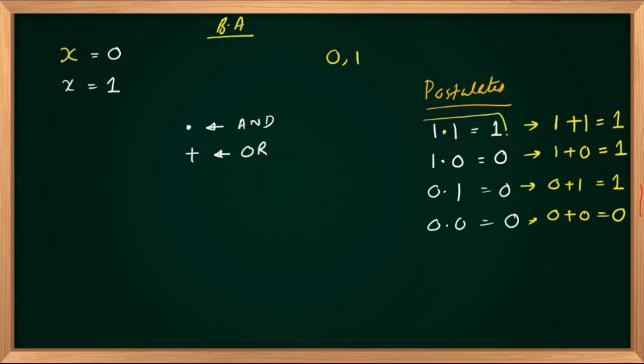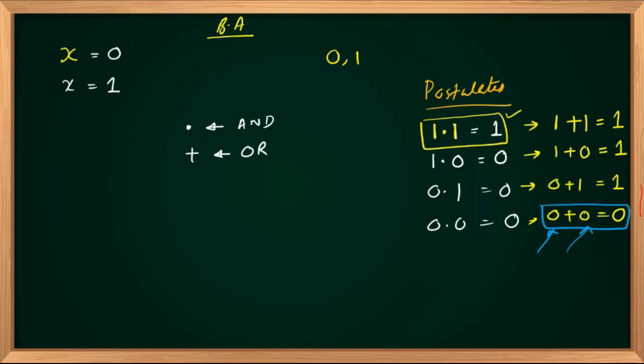The product operation will give 1 at the right hand side if and only if both are logic 1. The other way, the OR operation will give you logic 0 at the right hand side if and only if both are zeros. So 0 OR 0 will be equal to 0. These are the simple postulates. Everyone knows this.